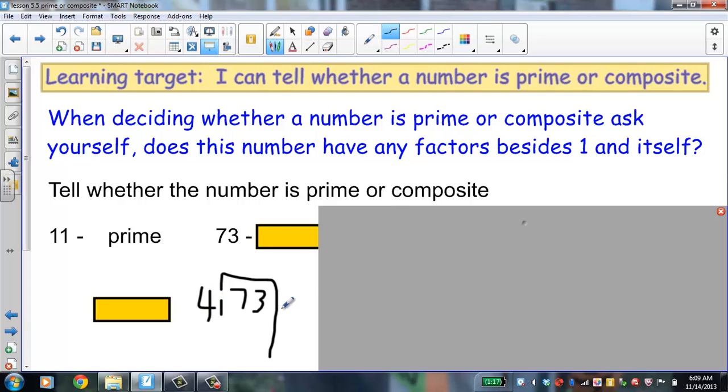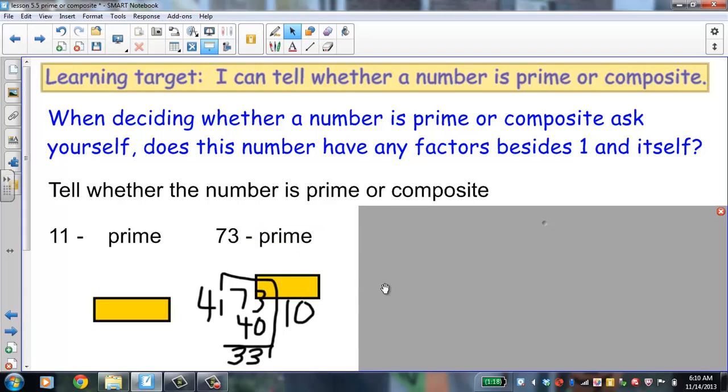Okay, so I can't do 20. I have to do 10. All right, so 10 times 4 is 40, and 73 minus 40 is 33. I know that nothing times 4 equals 33, so 4 is not a factor either. I know 5 is not a factor because it would end in a 0 or 5. So I'm pretty sure that since I can't think of anything that equals this number besides 1 and 73, this number must also be prime.